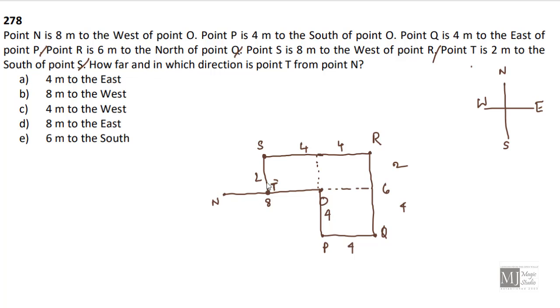How far and in which direction is point T from point N? Where is N? Here it is. So this distance was 8 and this is 4. So the remaining distance NT should be 8 minus 4, that is 4. So how far is T from N? 4 meters. And point T from N, T is to the east of N.